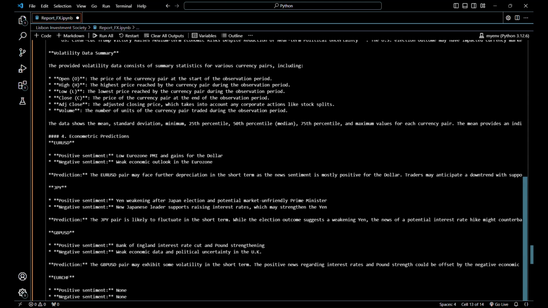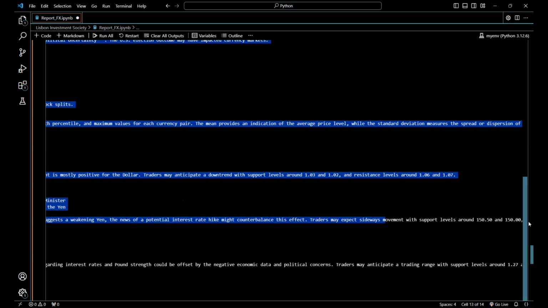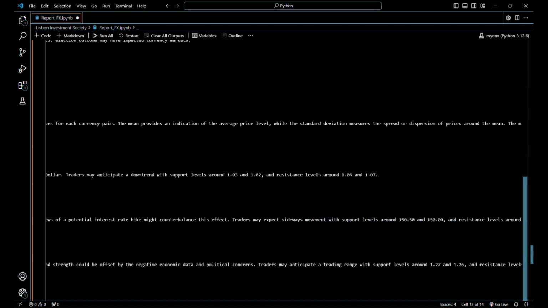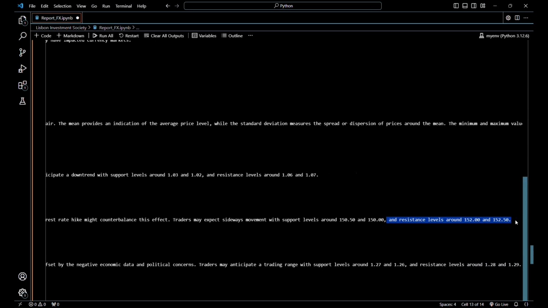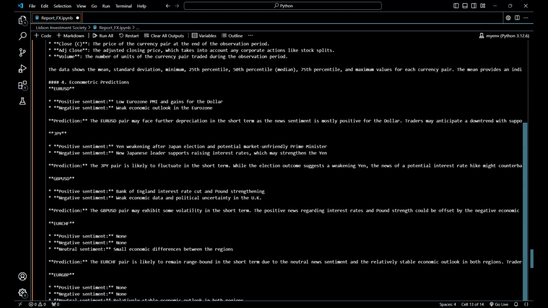So the prediction is that the JPY pair is likely to fluctuate in the short term, while the election outcome suggests a weakening yen. The news of a potential interest rate hike might counterbalance this effect. Traders may expect sideways movement with support levels at around 150.5 and 150 and resistance levels around 152 to 152.5. Okay, this is very interesting. Again, very useful, very interesting. I basically just fed it with a bunch of data, relevant data, and I think he can really get it off.